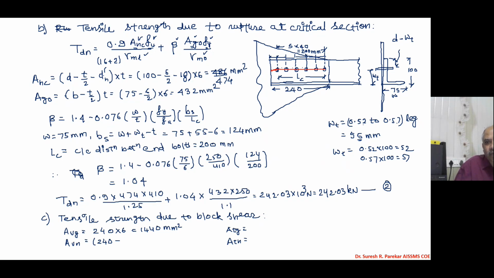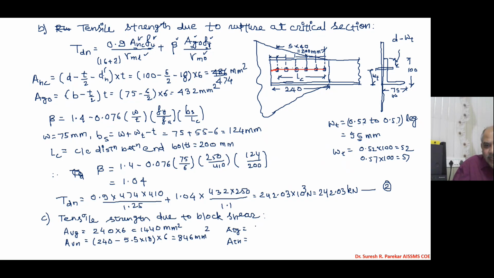And for AVN, we have this distance 240 minus, how many bolts do we have? 1, 2, 3, 4, 5, but not a full bolt because this value is still to the center. So we have to subtract 5.5 into the diameter of hole, which is 18, multiplied by 6. And from this, we will get 846 millimeters square.